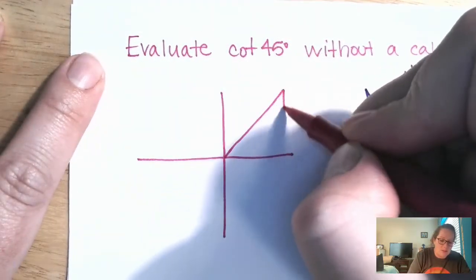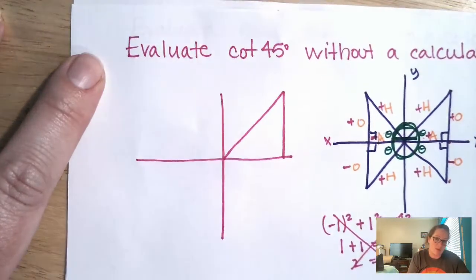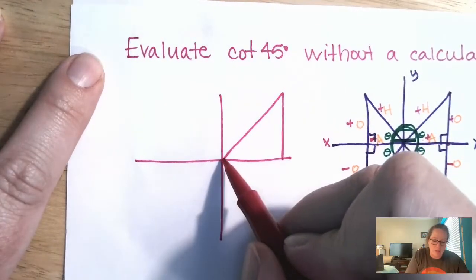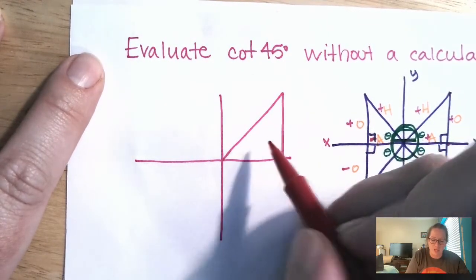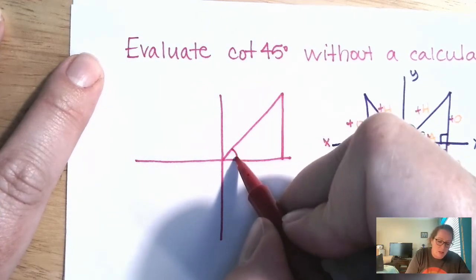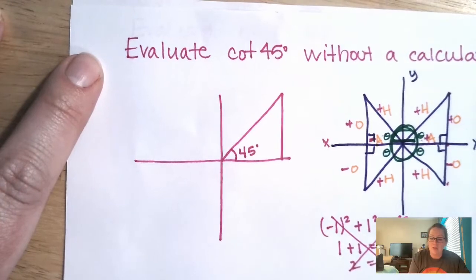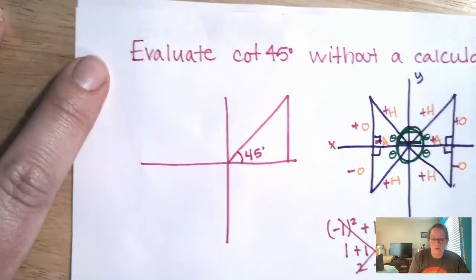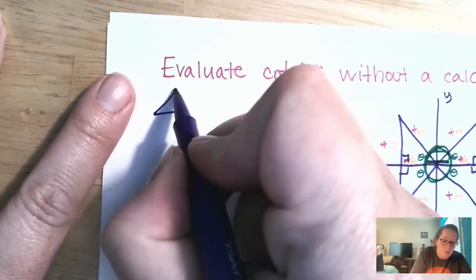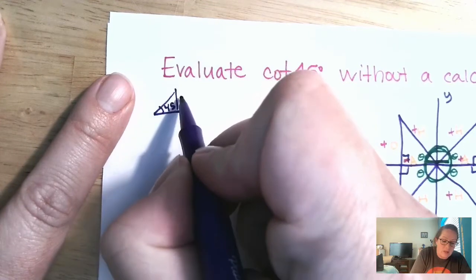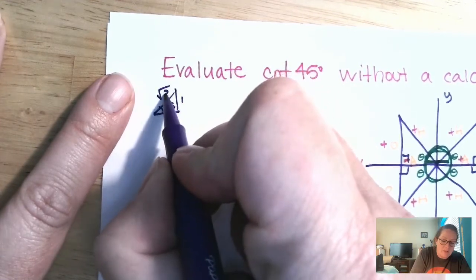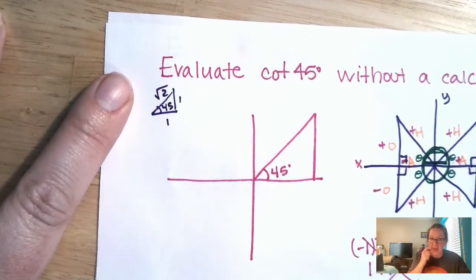Remember, when you're drawing these, it doesn't really matter where you draw them as long as it's in the correct quadrant. You could draw it there, you could draw it down here. It doesn't have to be precise. This is going to be 45 degrees. I need to do my reference triangle for a 45 degree triangle. So remember reference, 45, 1, 1. Hypotenuse is always the square root of 2, okay?